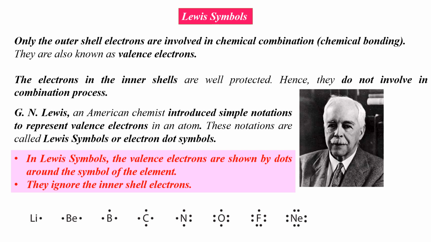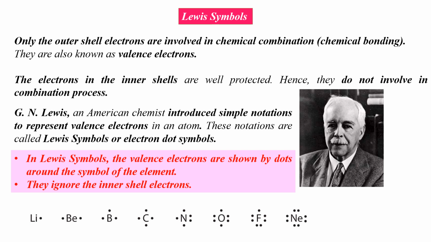Clear? Now, there's an American chemist called G.N. Lewis. He introduced simple notations to represent valence electrons in an atom. These notations are called Lewis symbols or electron dot symbols. So, what is the other name given for Lewis symbols? It is electron dot symbols. According to Lewis notations, the valence electrons or outer shell electrons are shown by dots around the symbol of an element. These symbols ignore the inner shell electrons.